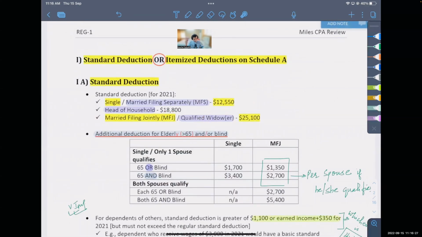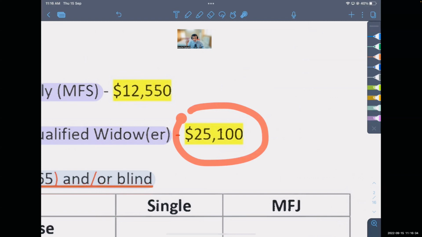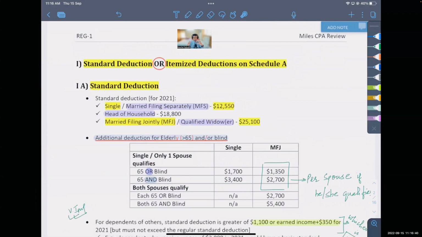Now, interestingly, one trick to remember is that 25,100 is nothing but 12,550 times 2. And that's the best way of remembering a few of these numbers when it comes to additional, or I would say accelerated, deductions for a few types of taxpayers who are elderly or blind, or the situation where they're elderly and blind.